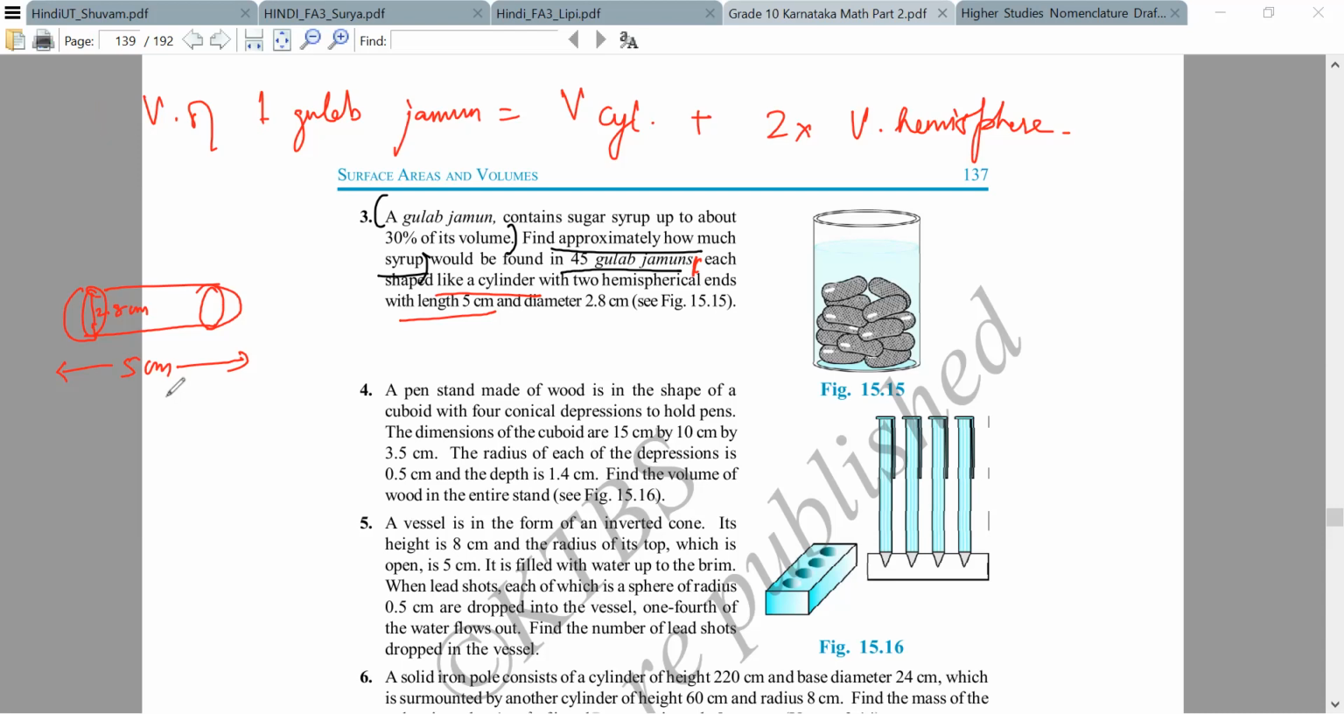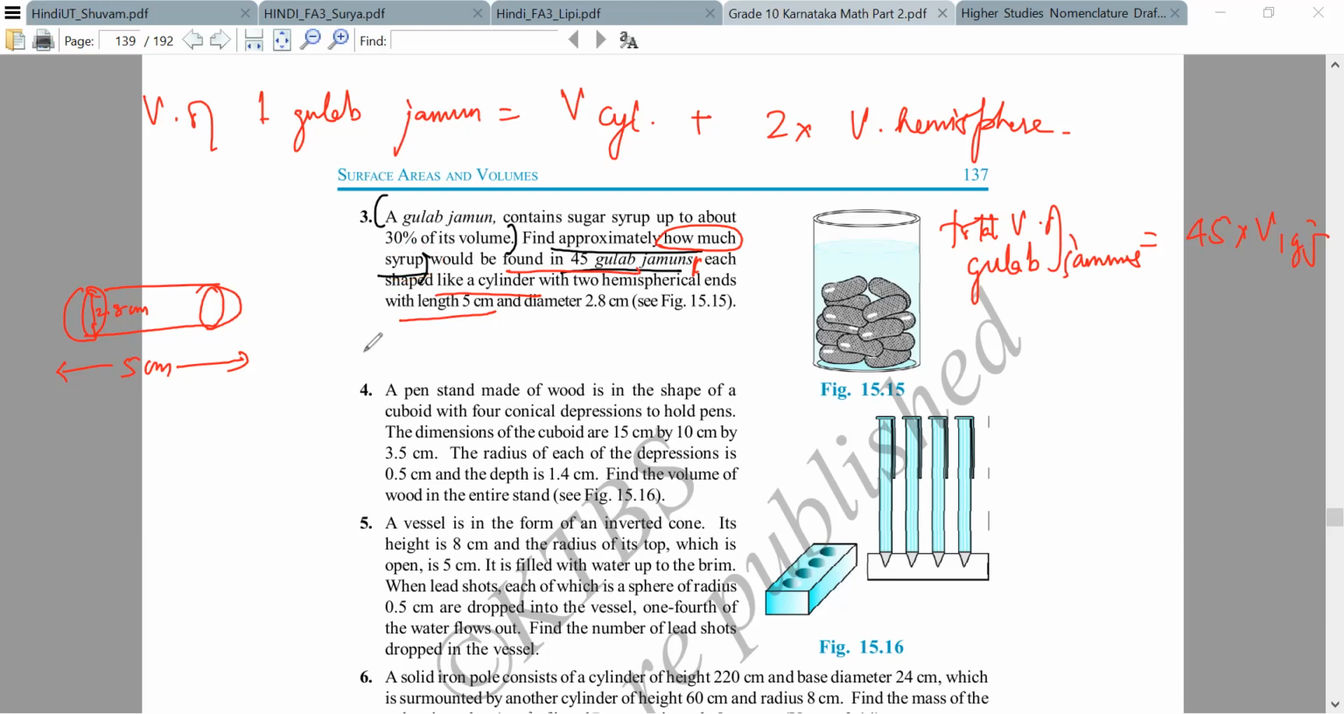But how many gulab jamuns do I have? 45 gulab jamuns I have. So I multiply it with 45. So the total volume of gulab jamuns is equal to 45 into the volume of 1 gulab jamun. Okay with that? So far we have found the total volume of gulab jamuns. But what do we have to find? We don't have to find the volume of gulab jamun. We have to find how much syrup will be there.